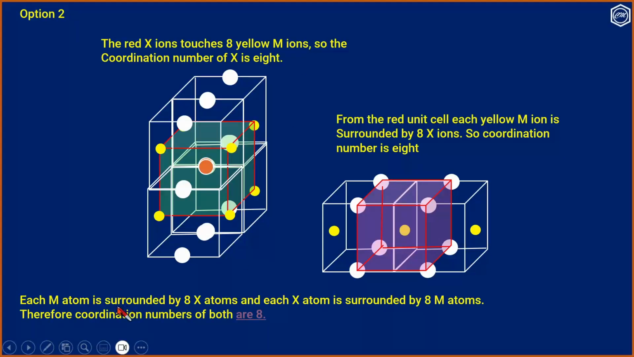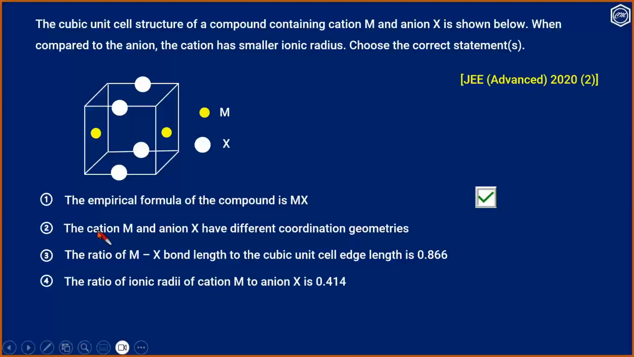And that is each M is surrounded by 8 X atoms and each X atom is surrounded by 8 M atoms. Therefore the coordination numbers of both are 8. Therefore option 2 must be incorrect. The statement says the cation M and X have different coordination geometries. They have the same coordination geometries. And now we have to consider the third one.